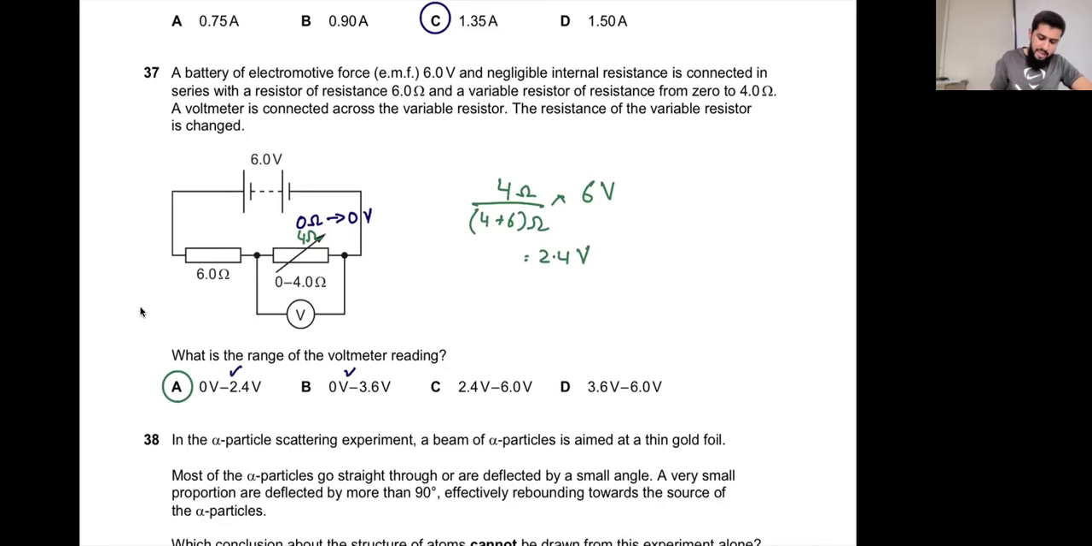Or I could have just seen that this 4 ohms is lesser than the 6 ohms. It can never get more than 50%. It can't even get 50%, let alone more than 50%. So it can't go up till 3.6. This one here gets a maximum of 3.6 volts.